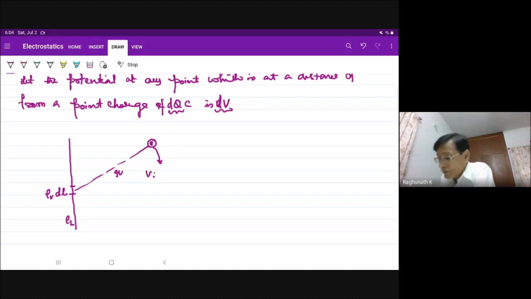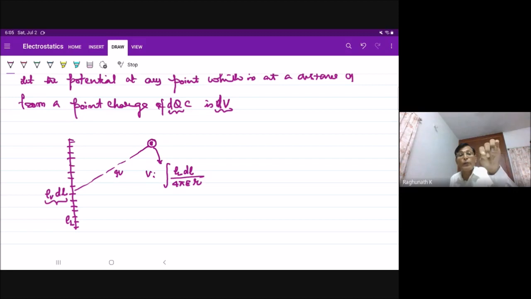V is equal to integral rho L dl by 4 pi epsilon r. General distance is r. General charge is rho L dl. In the integration, I would have considered all elementary line charges and added the potentials at that particular point because of each elementary charge. Correct?